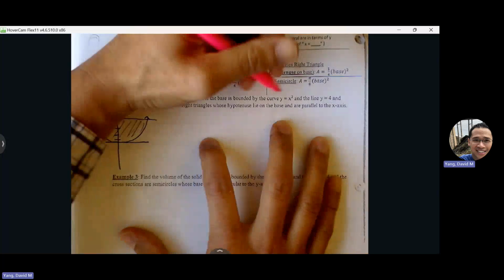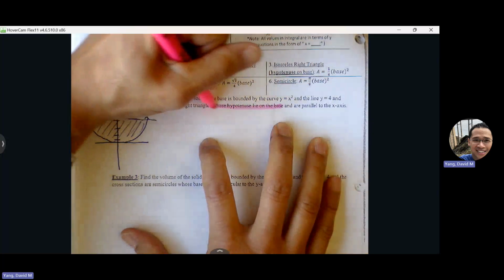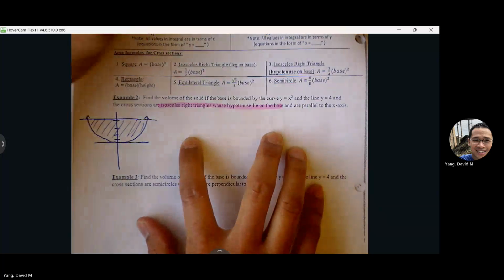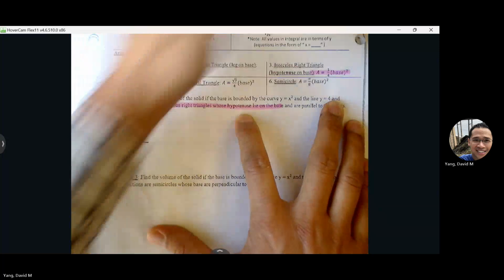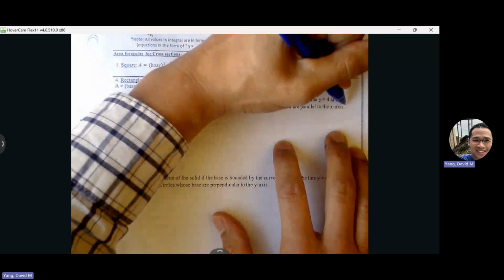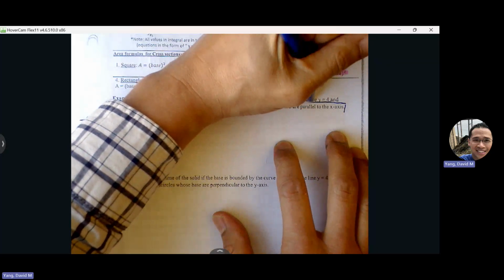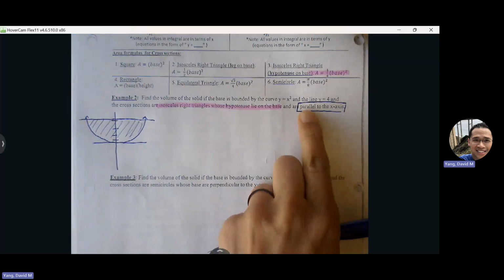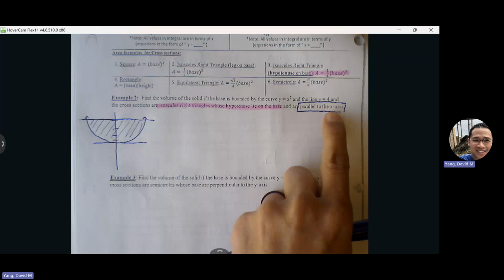Cross sections are now isosceles right triangles with the hypotenuse on the base. So there's a formula for that. And it's a cross section, so we want the cross section base to be parallel to the x-axis. Okay, so think about the combination of these 2 words here. Parallel to the x-axis. Which direction is this? Horizontal, right? The x-axis is horizontal. Parallel to it, we're going to keep that same horizontal.